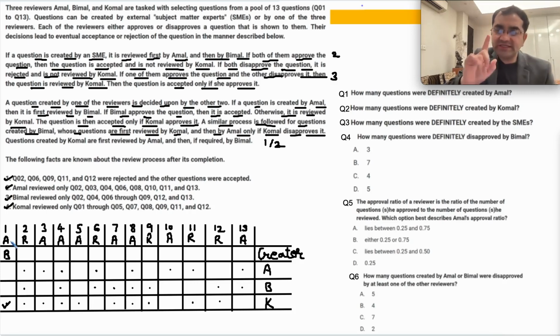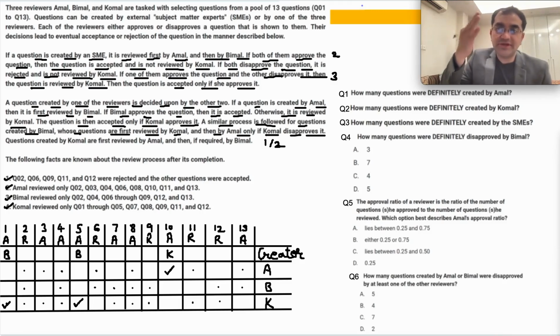Let's look at all the single-tick ones once. In the single-tick ones you have question 5. Again, B made the question, it went to K, approved, so it got accepted. Question 10 also got accepted. So the person before A, K, made the question. It went to A, approved, question got accepted. Done.